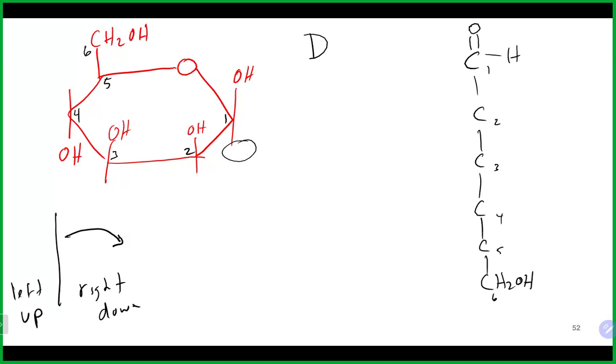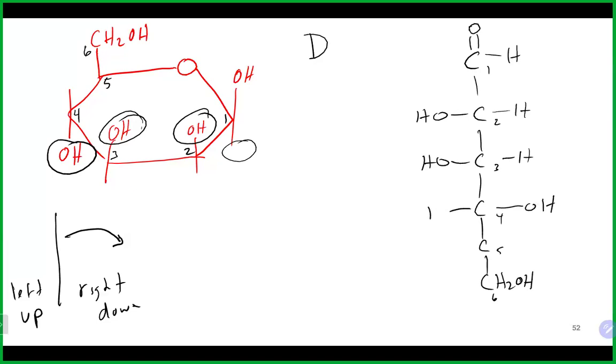So we could use that logic going the other way, which means when I go to carbon number 2, my OH group is up, which means it originally started left. So there's an OH. My OH group here on number 3 is up as well, which means left. My OH group there on number 4 is down, which means it started on the right. That leaves carbon number 5. I want to draw D, which means it should end up on the right.